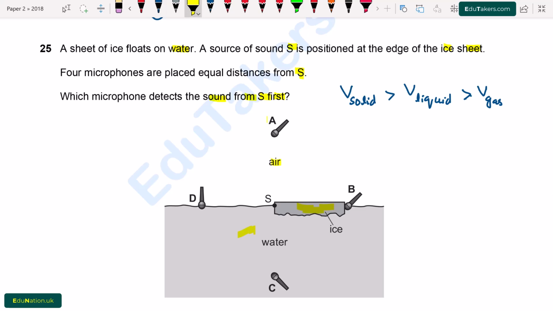There are 4 microphones A, B, C and D. The A microphone is in air while the B microphone is closer to the ice. D is very far away from this ice, but it is also in the air and half in the water, and C is inside the water. So for the microphone B, the speed should be larger because it is closer to the ice. So only option B is correct, which shows that microphone B detects the sound first from the source.